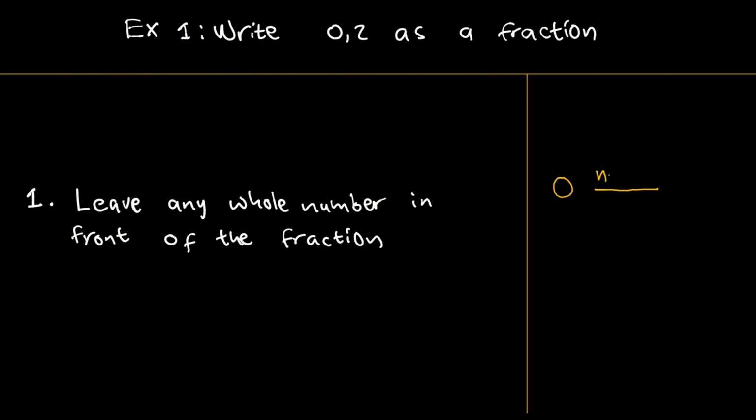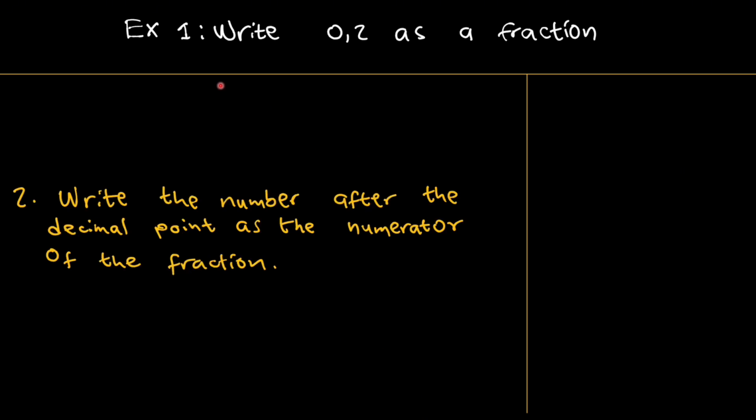So we have a numerator and a denominator. So this is our fraction. You leave any whole number that you see here, so any whole number before the decimal point. Hence why I have 0. That 0, I have it here in front of a fraction. Keep this in mind. Let's go to the second slide.